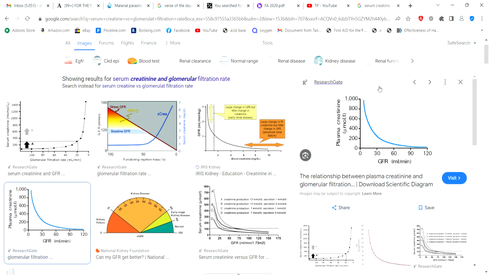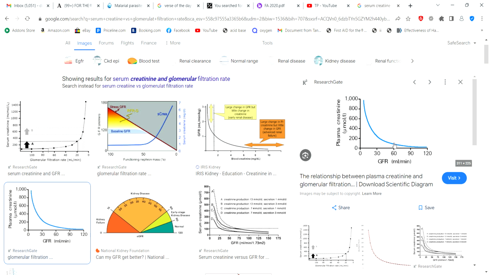Okay, so GFR is the main indicator of kidney failure, not serum creatinine. GFR is what is used to measure kidney function. This is the chart you have to know.